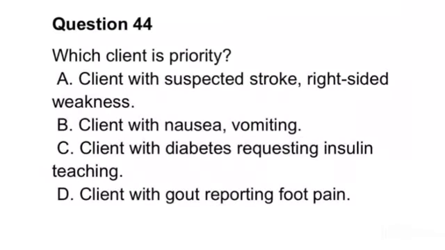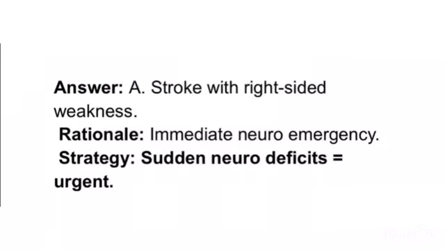Question 44. Which client is priority? A. Client with suspected stroke, right-sided weakness. B. Client with nausea, vomiting. C. Client with diabetes requesting insulin teaching. D. Client with gout reporting foot pain. Answer: A. Stroke with right-sided weakness. Rationale: immediate neuroemergency. Strategy: sudden neurodeficits equals urgent.